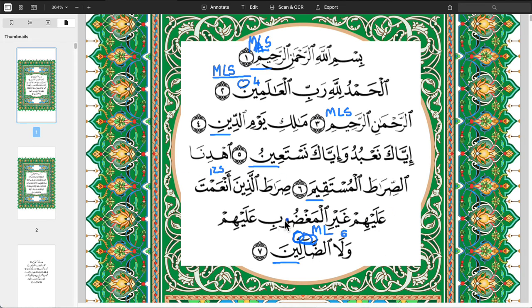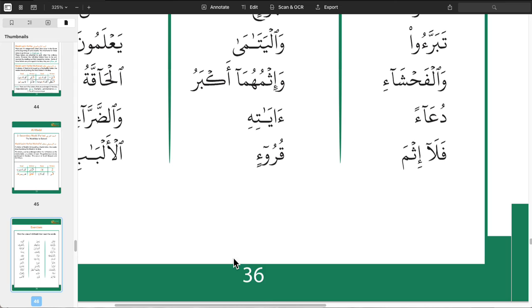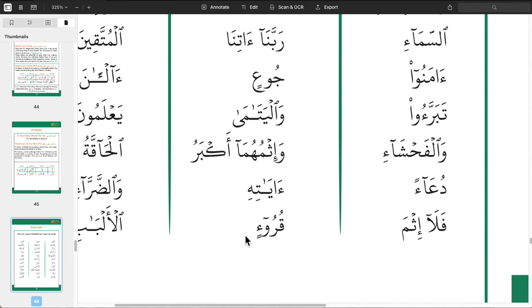So just find rules even inside Surah Fatiha to practice, inshallah. And send me the recording of that exercise on the page. Which page is that? Page 36 in your book. Okay, we end here.